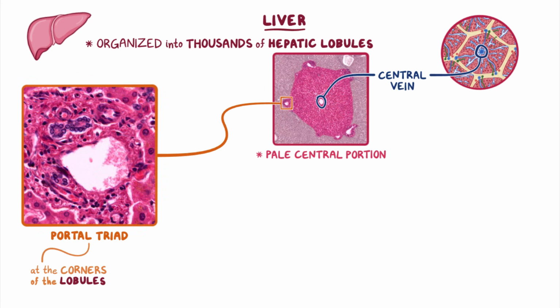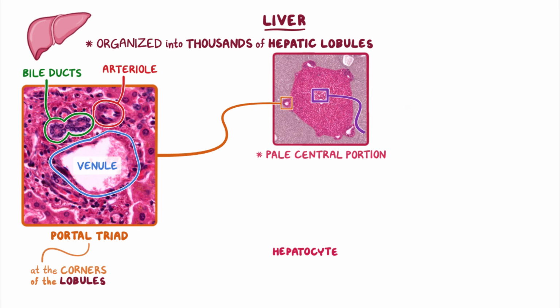Each portal triad contains a portal venule, hepatic arteriole, and bile duct. The venule can be identified by its large lumen and thin wall. The arteriole will have a thicker wall, but a much smaller diameter. And the bile duct can be identified by its simple cuboidal epithelium.